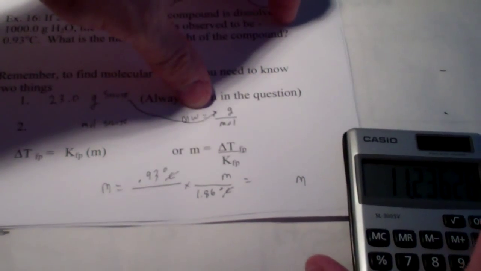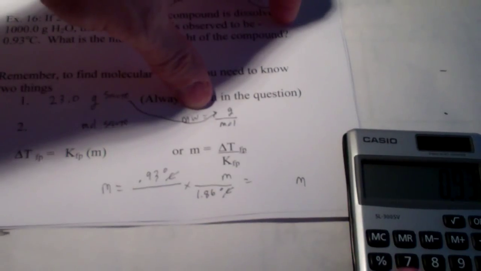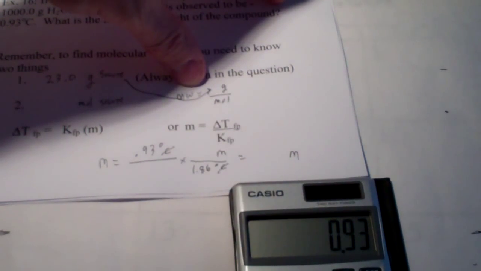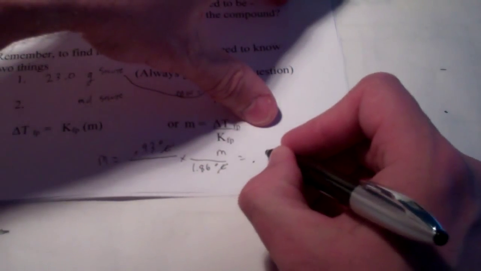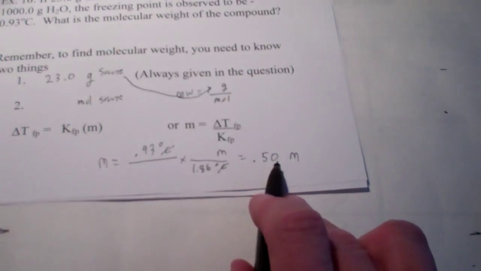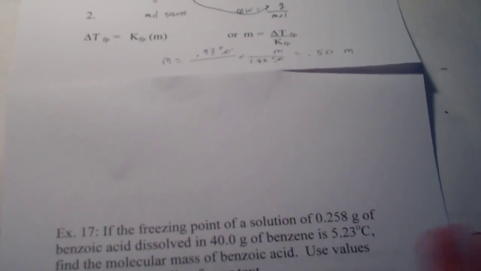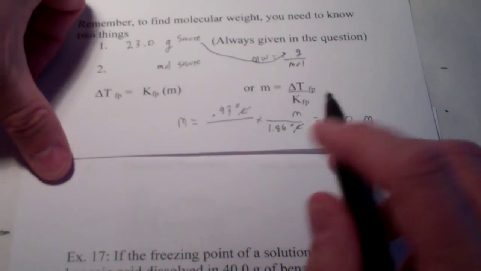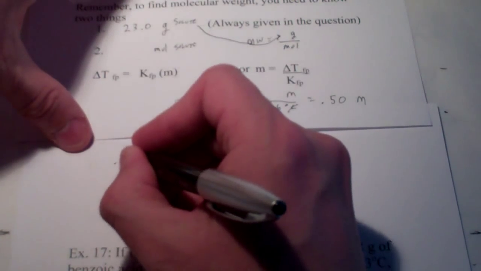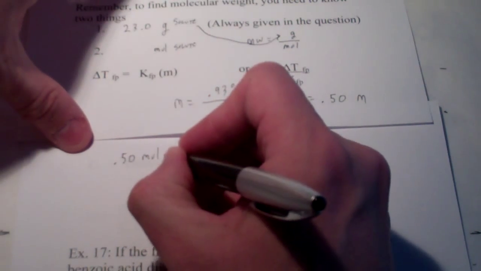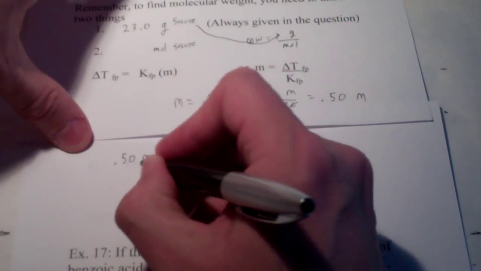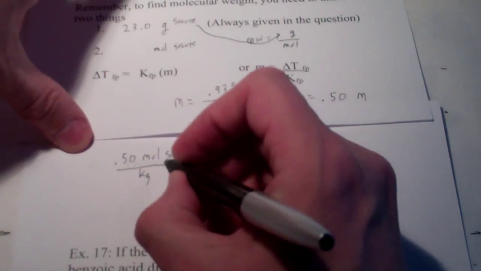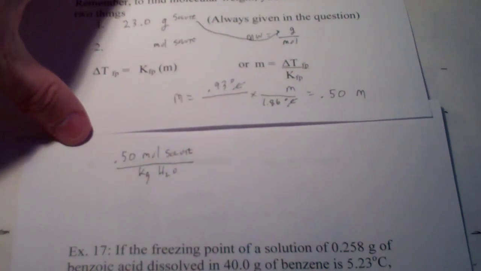So let's see what that turns out to be. 0.93 divided by 1.86 equals, well, it looks like 0.50 molal. I've run out of room here, so let's go to the top of the next page. We're not done yet. Keep in mind, the molality of a solution is not the same as the number of moles. My molality, 0.50, is the moles of solute, and we don't know what that is yet, divided by kilograms of solvent, which in this case is water.